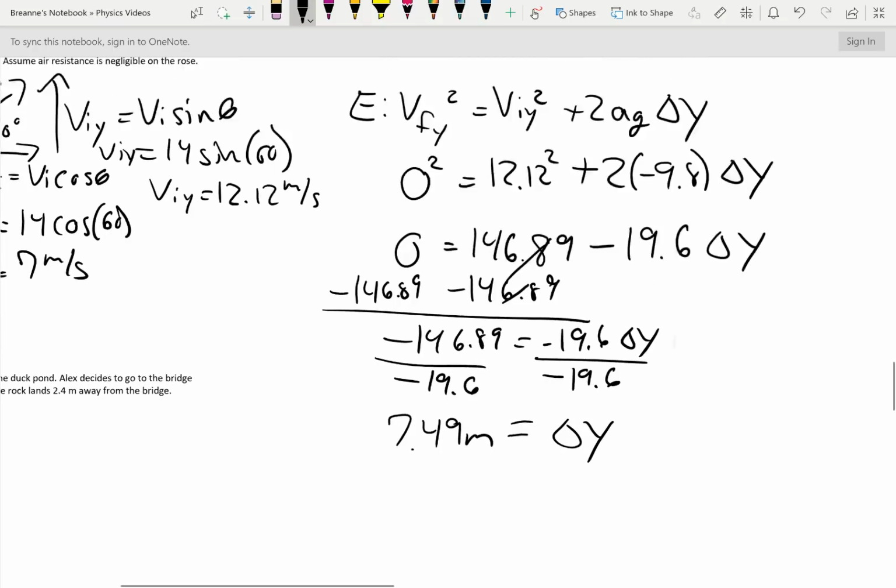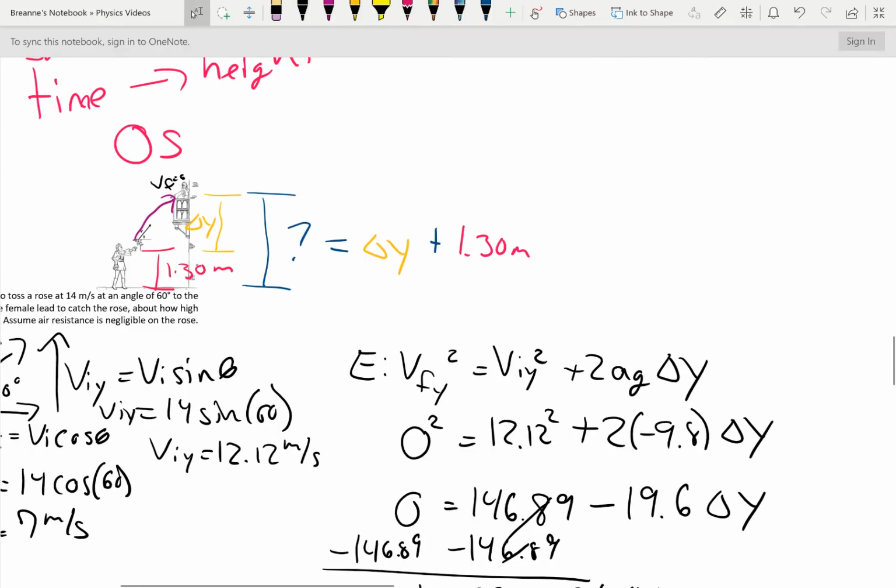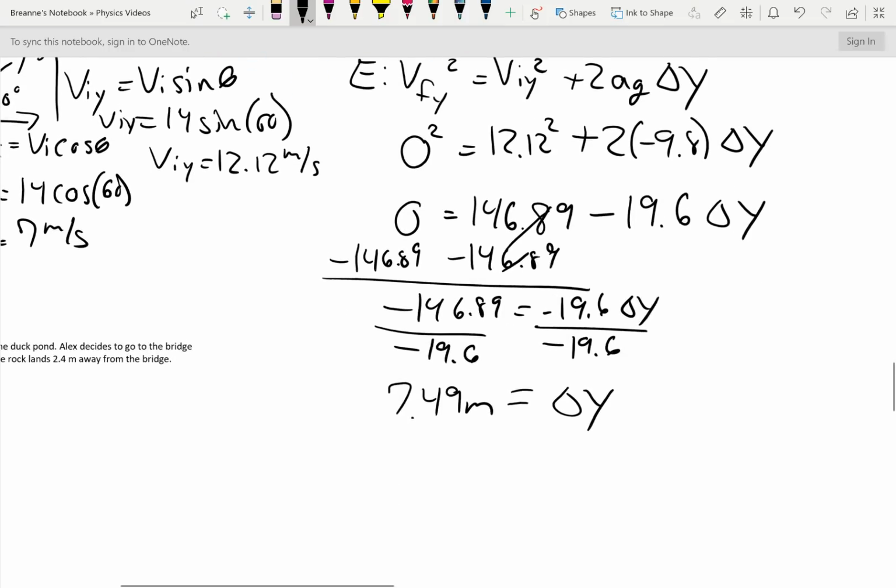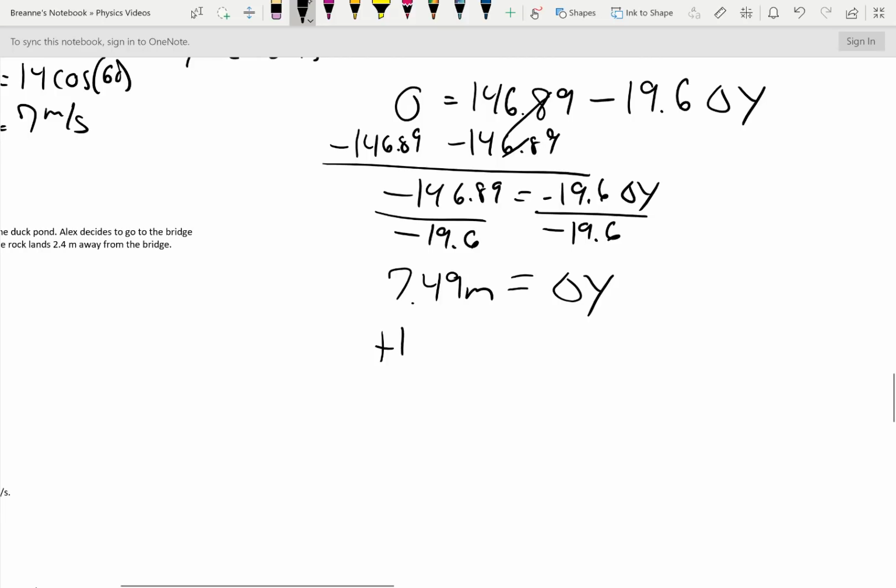Are you done? No, you're not done. We have to do something with that 1.3. Your delta y is just from where he threw it to where she caught it. So before you answer, you need to add that 1.3 there. So your answer would be 8.79 meters. So that is your answer.